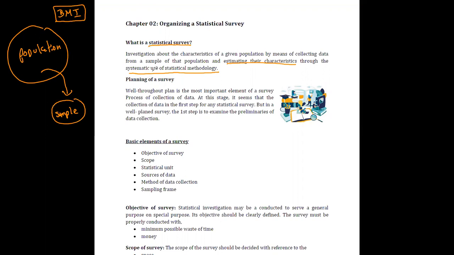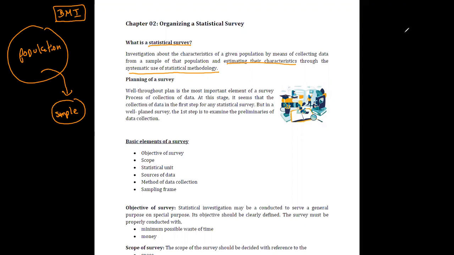When you are going to conduct a statistical survey, the first and most important thing you have to have is the planning of this statistical survey. Otherwise, if you are not planning your survey, once you come to the data analysis stage of your study, you will face so many problems.